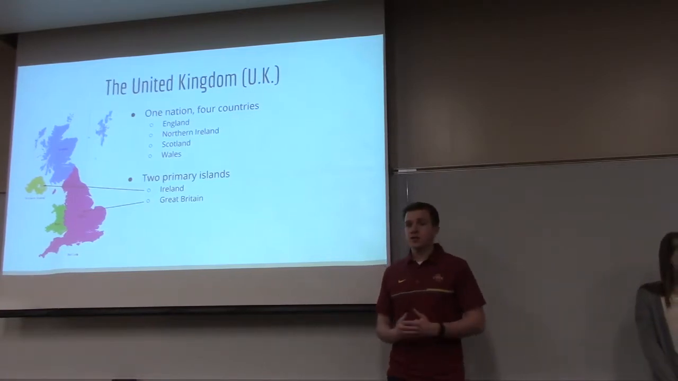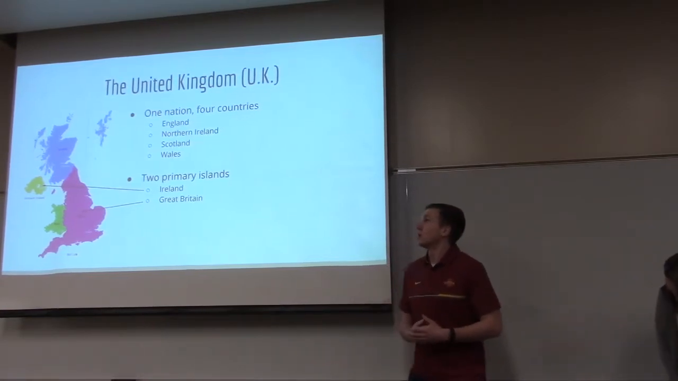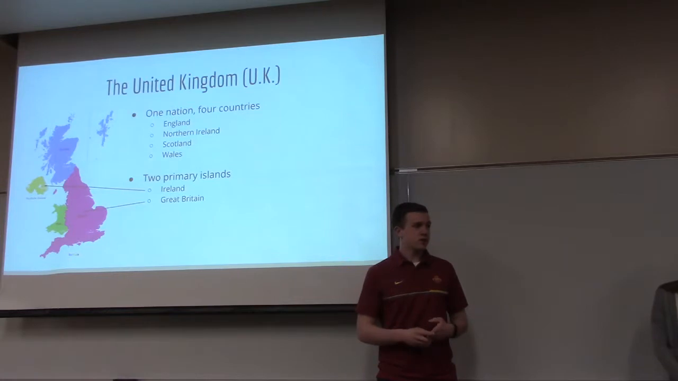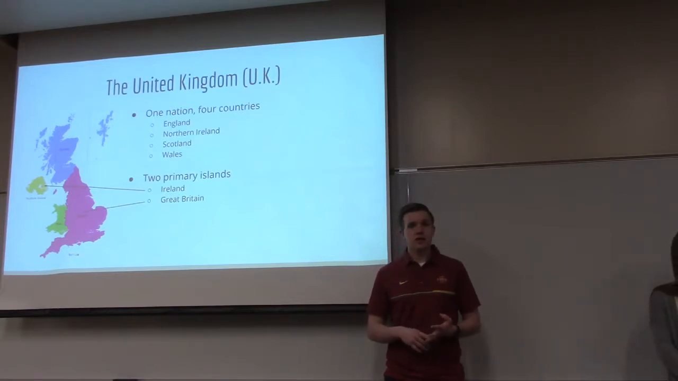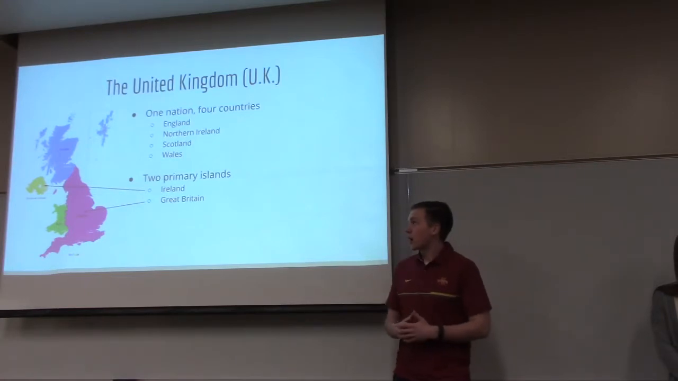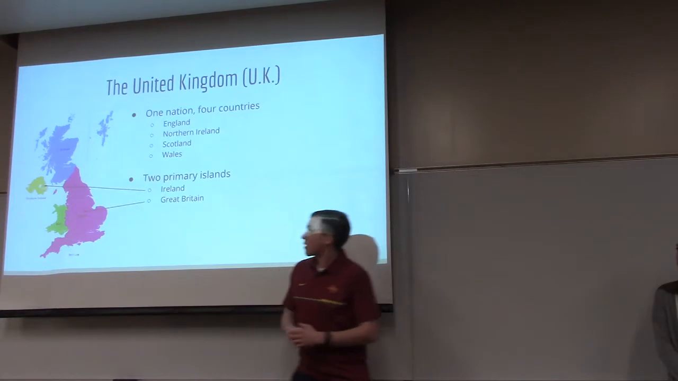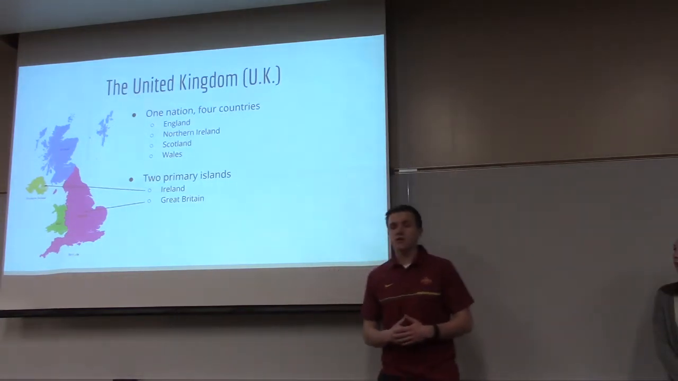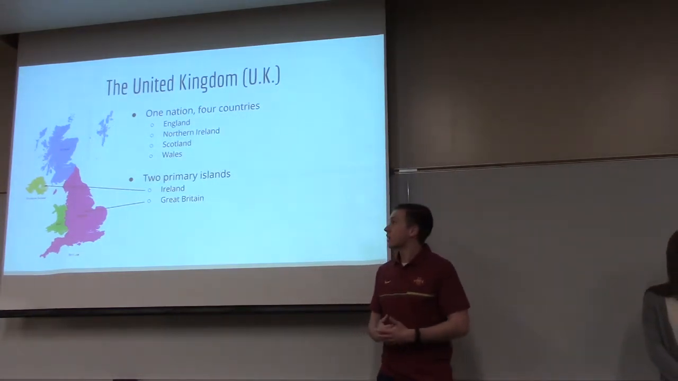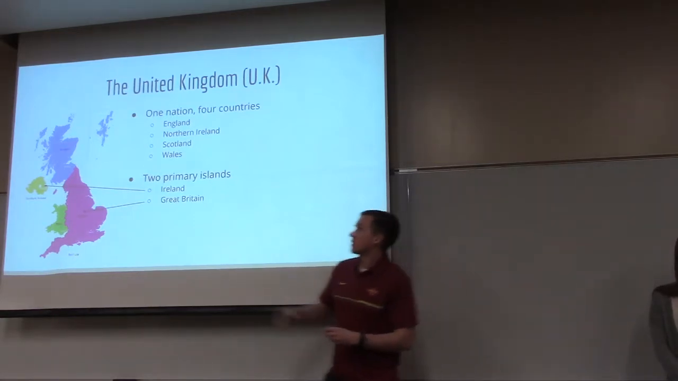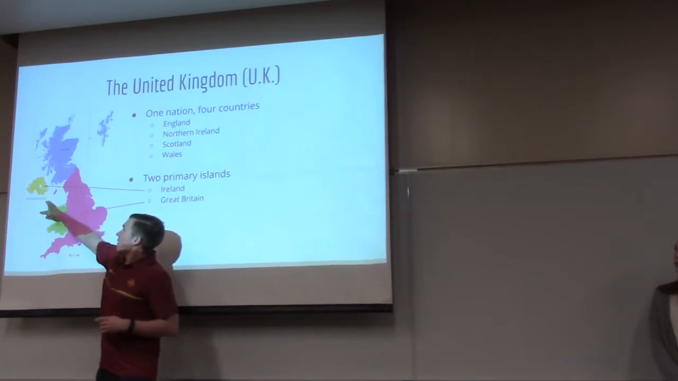So the United Kingdom is actually one nation made up of 4 different countries. The 4 countries included in the United Kingdom are England, Northern Ireland, Scotland, and Wales. And the UK actually consists of 2 primary islands. The first island that we see right here is Great Britain, and that consists of England and Scotland, as well as Wales. And the second island is right over here, and that is Northern Ireland.